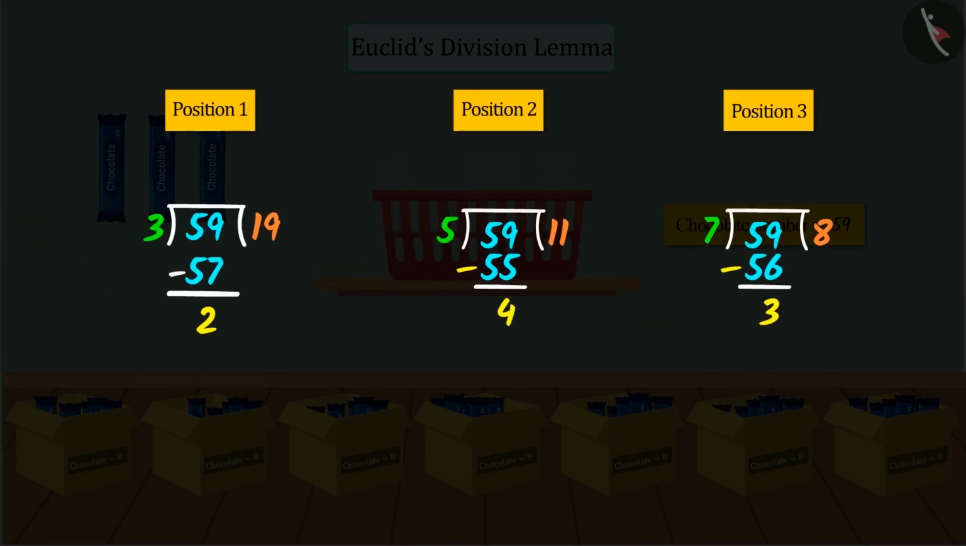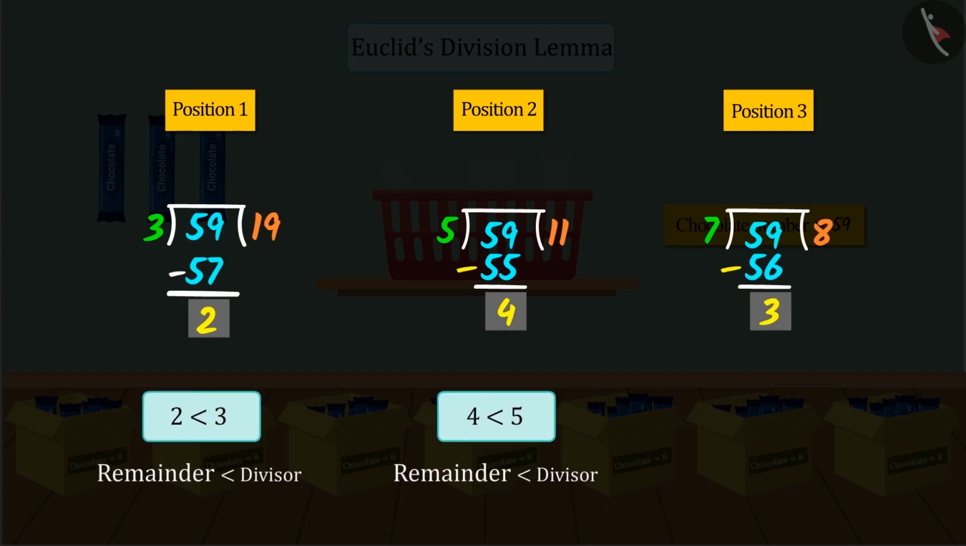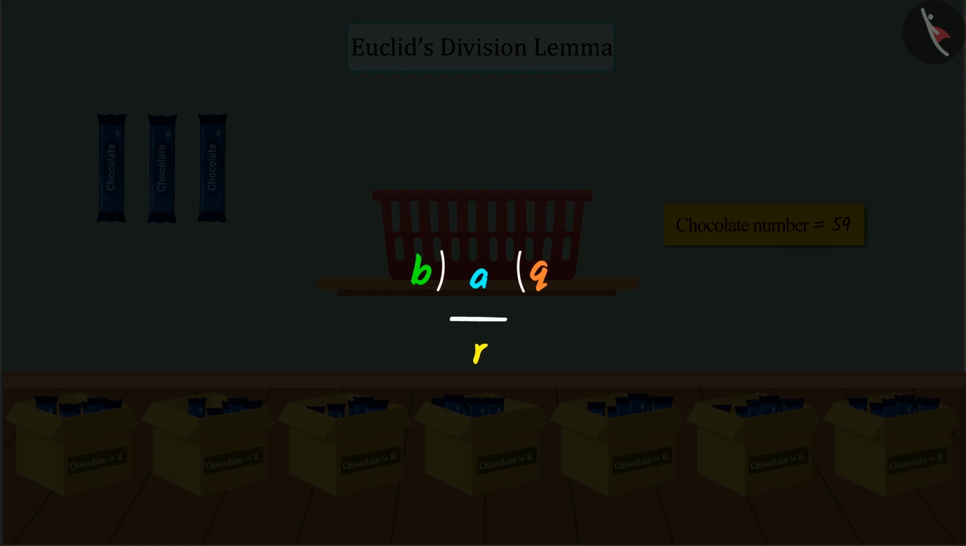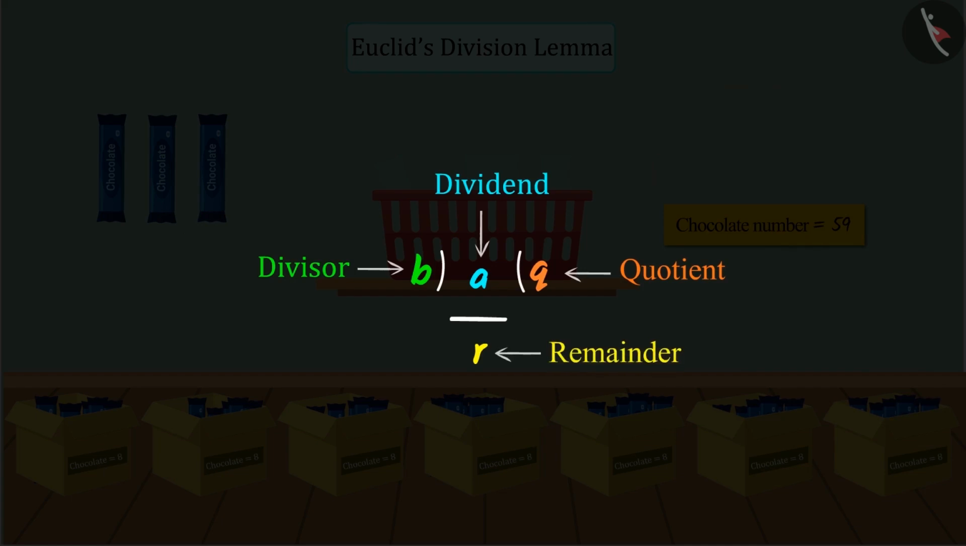In the above 3 situations, we saw that both dividend and divisor are positive integers. On dividing the dividend 59 by divisor 3, 5, 7, we got remainders 2, 4, and 3 respectively. On observing carefully, we get to know that in all the 3 situations, the remainder is less than the divisor, where we represent dividend by A, divisor by B, quotient by Q, and remainder by R.